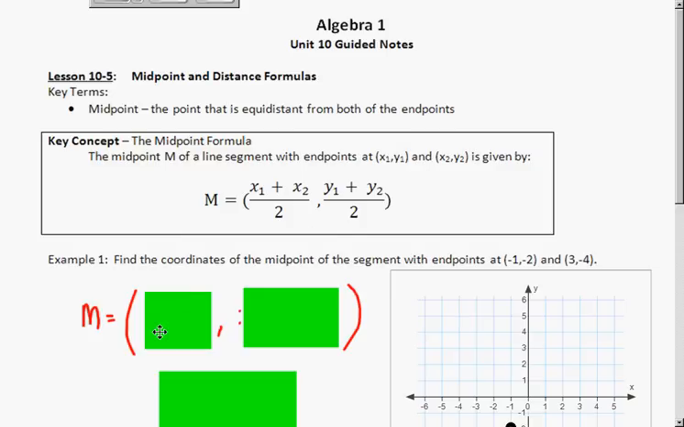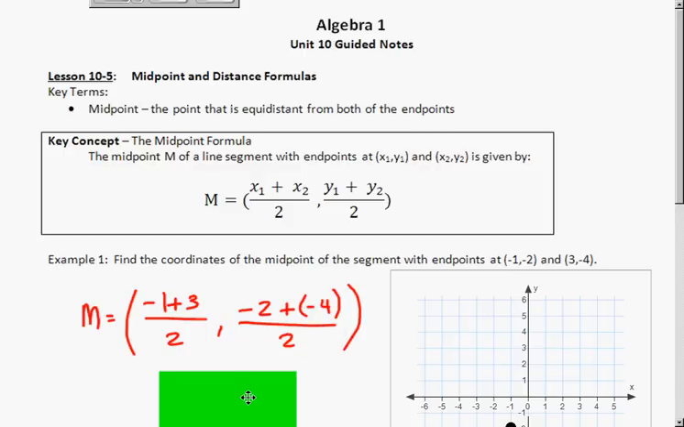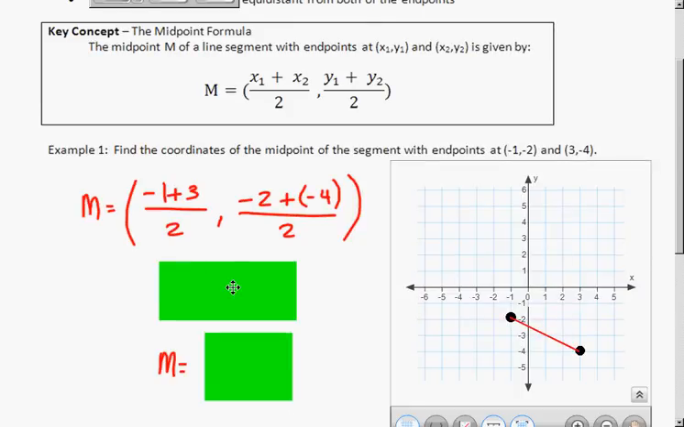For the midpoint, our x1 value right here would be -1. Our x2 value would be 3. We need to add those together and divide by 2. So you'd have -1 plus 3 divided by 2. Our y1 value is -2, and our y2 value is -4. Add those two together, so we have -2 plus -4 divided by 2. We'd wind up with 2 divided by 2 and -6 divided by 2.